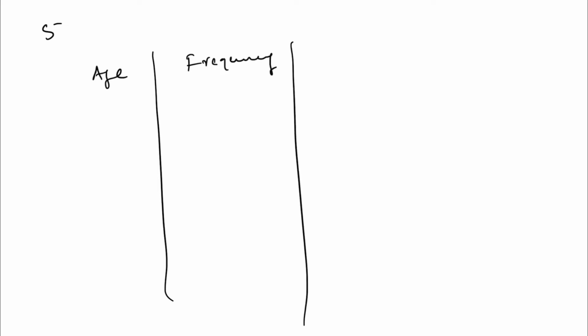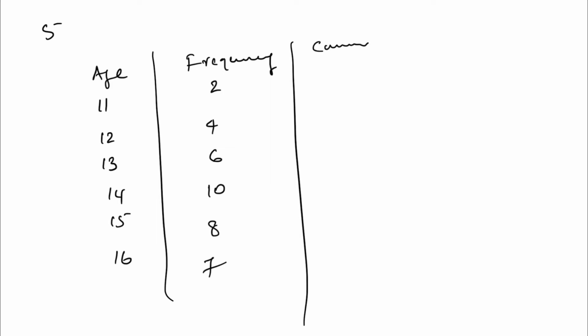Ages of 37 students in a class are given in the data. Age is given, frequency is given. So age is 11, 12, 13, 14, 15, 16, and frequency is 2, 4, 6, 10, 8, 7. Now coming to the cumulative frequency, you need to find it for this, right? 2 plus 4 is 6, 6 plus 6 is 12, 12 plus 10 is 22, 22 plus 8 is 30, 30 plus 7 is 37, you will get.